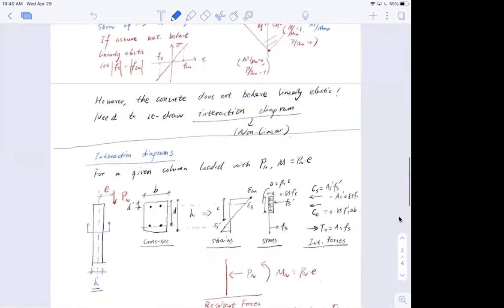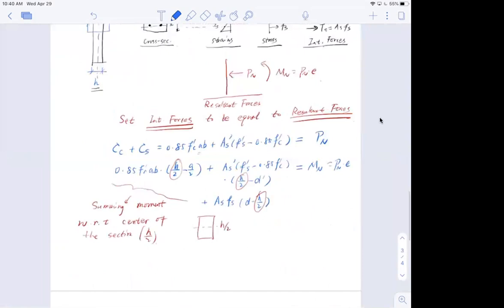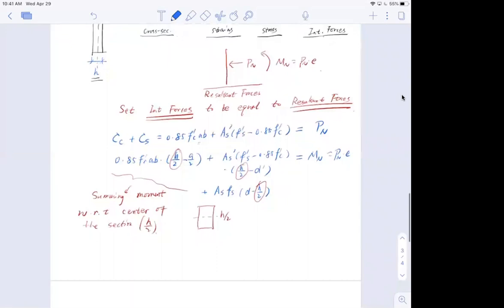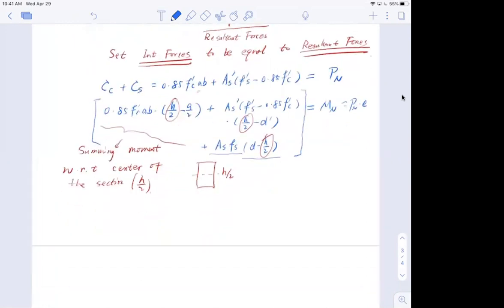If you have any question, please shout out right now or send me the messages. Any question regarding this? Are you getting this whole set of notes? I have a question about that last equation for the moment. Is that last little bit, the plus As fs (d minus h over 2), included in that equation, right? Yes, so this whole thing on the left. Okay, cool.